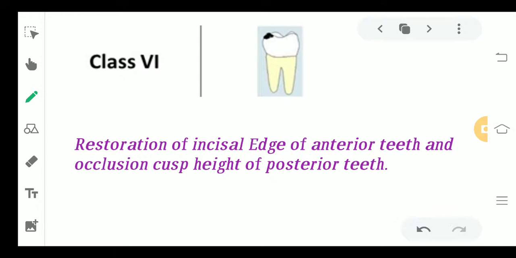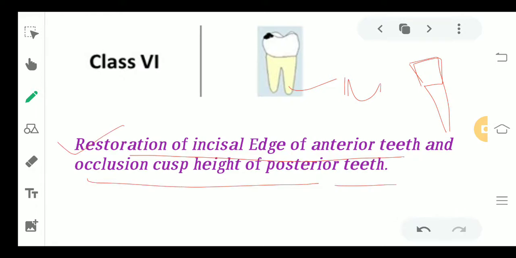Moving ahead with class 6. Class 6 is very rare, but also can be seen as a case. Now here we are doing restoration of the incisal edge of anterior teeth. So for example, here this is only the molar, but for example you have an incisor here. Okay. Now in case of anterior teeth, if the incisal edge is being restored, then it is said to be class 6. Also, if there is the occlusal cusp height of posterior teeth which is to be restored, then it comes under class 6. So whenever you do the incisal edge restoration of anterior teeth or the occlusal cusp height of the posterior teeth, only the prominent features, the occlusal cusp or incisal edge.